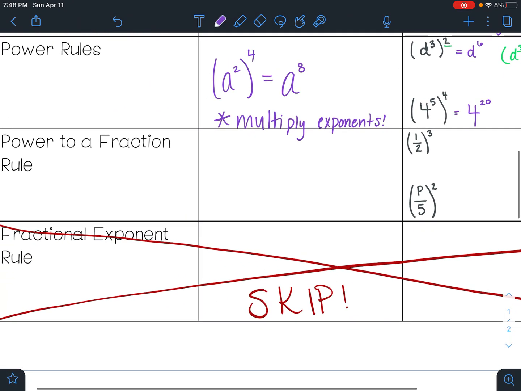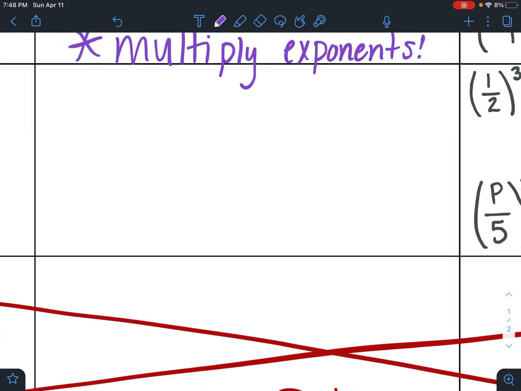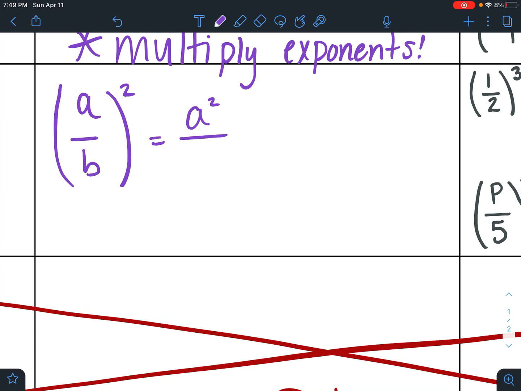Here we're having a power to a fraction. Just like we had a power to a product, outside our parentheses, if things are being divided inside our parentheses, solely divided, there is no addition or subtraction, we can do the same thing. For example here, if I have A over B, and that's squared, I can take that 2 and, quote unquote, distribute it inside. So that gives me A squared over B squared.